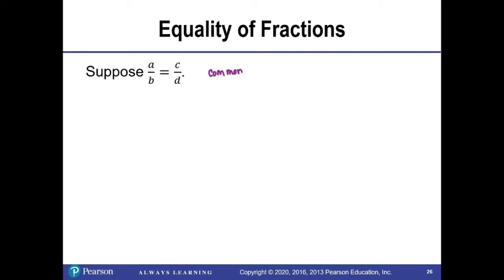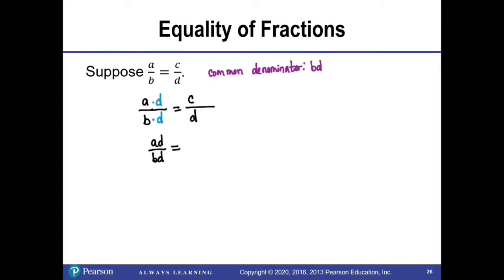A common denominator for these two would be multiplying the two denominators together, so b times d. I want to rewrite these fractions with that common denominator. The first fraction I have to multiply by d in the denominator, and if I multiply the denominator by d, I multiply the numerator by d. This gives us AD in the numerator of the first fraction and BD in the denominator.